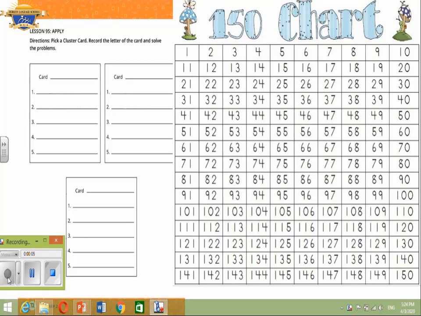Our lesson today is lesson 95. In today's lesson, we will solve cluster problems that are related to each other. What are cluster problems? Cluster problems are a set of problems, 3 or 4 problems.